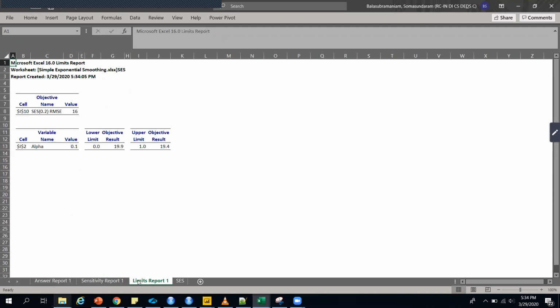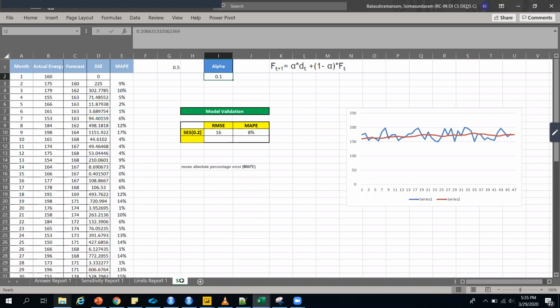Especially for the energy fraternity, when you're doing an energy audit or an assessment, these kinds of reports will also be part of your work. You can add these reports, just copy them and use them in your documents. Now you can see an alpha value of 0.1 is better for this particular forecasting. So that's about the exponential smoothing.